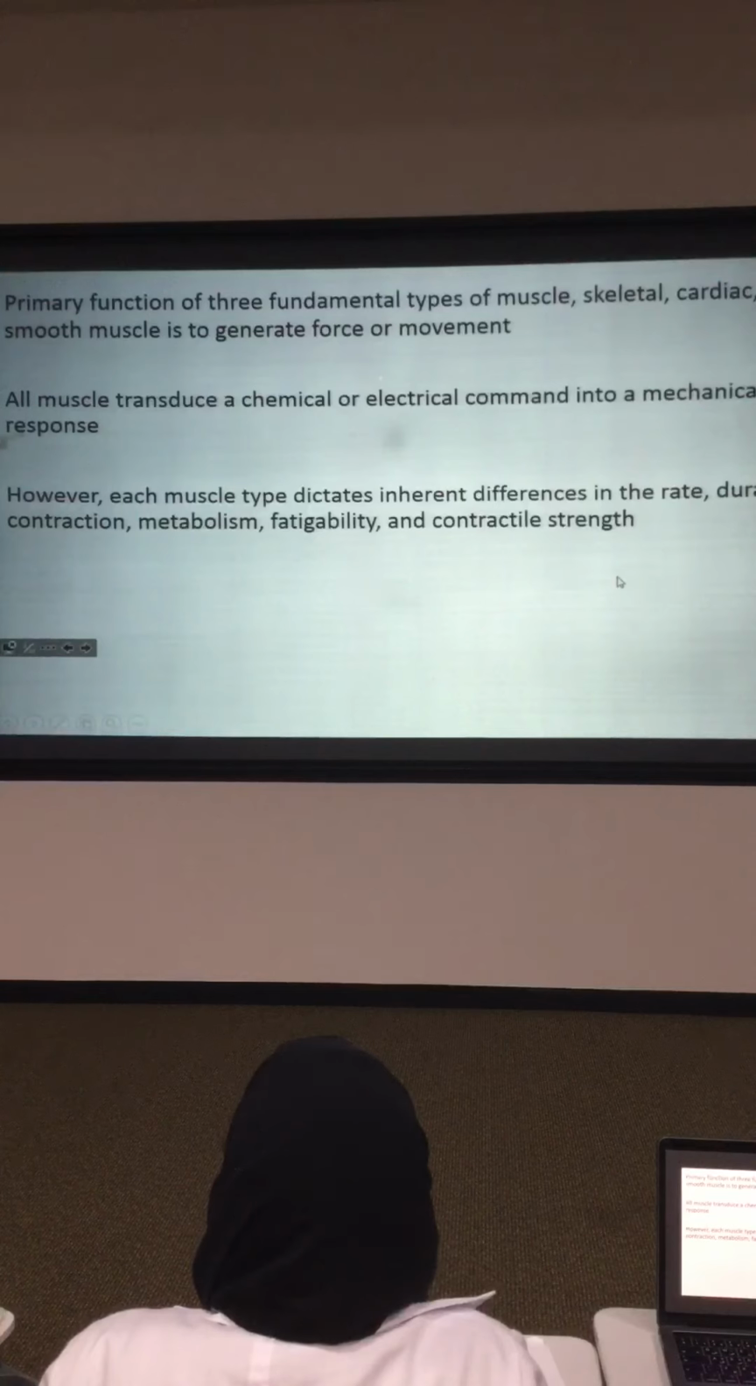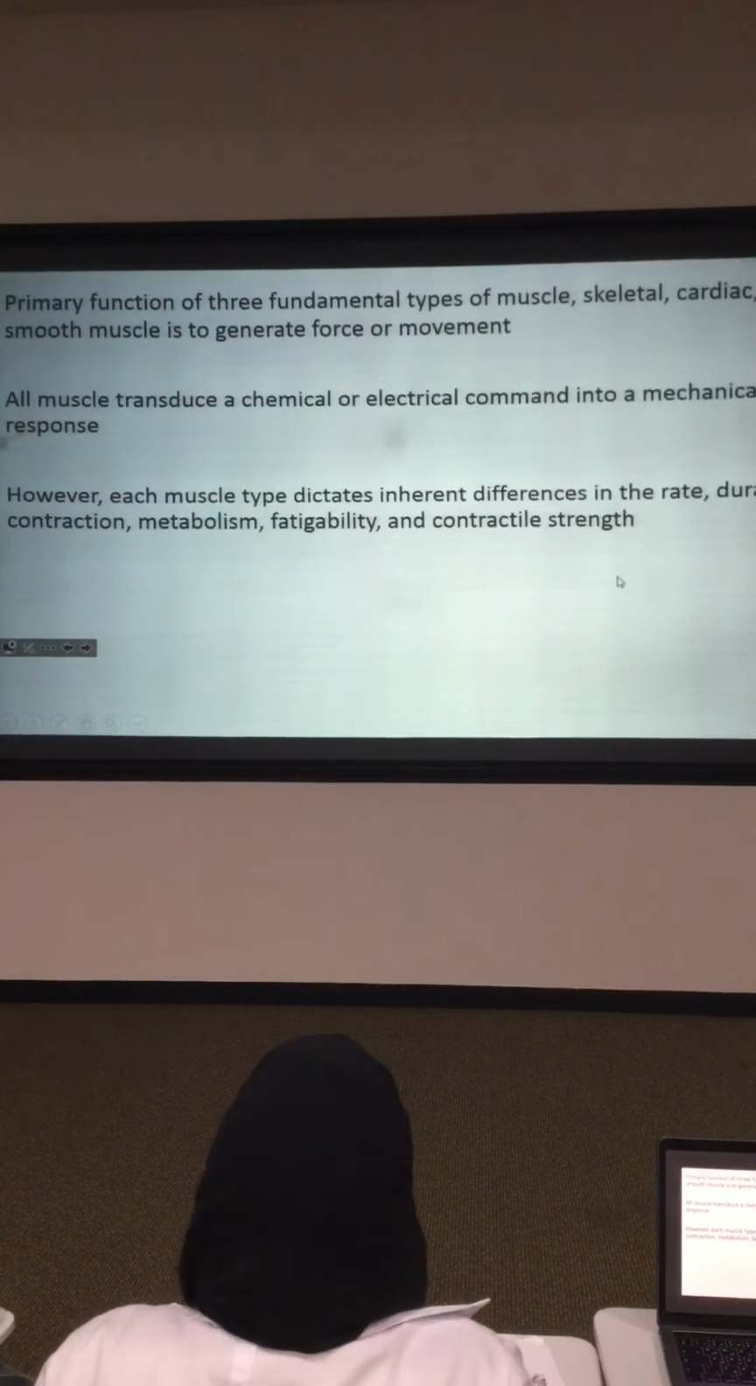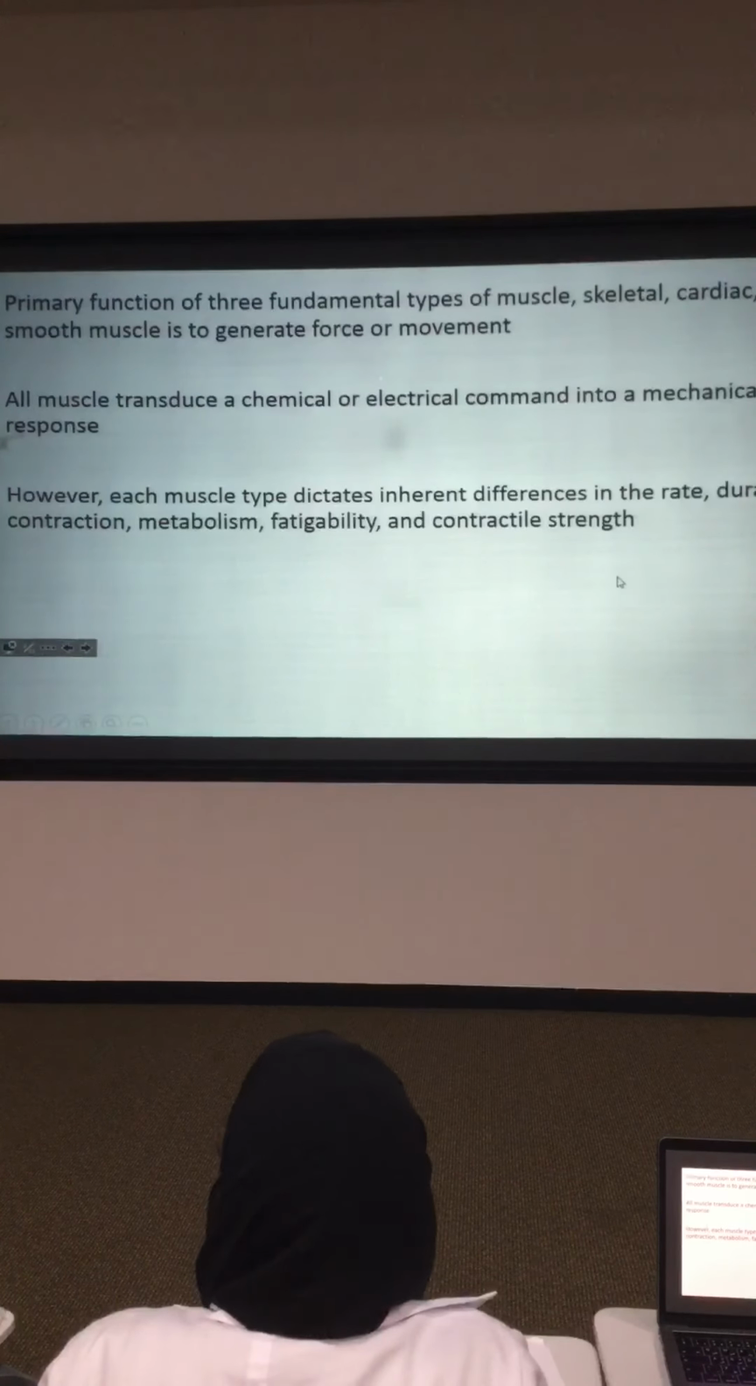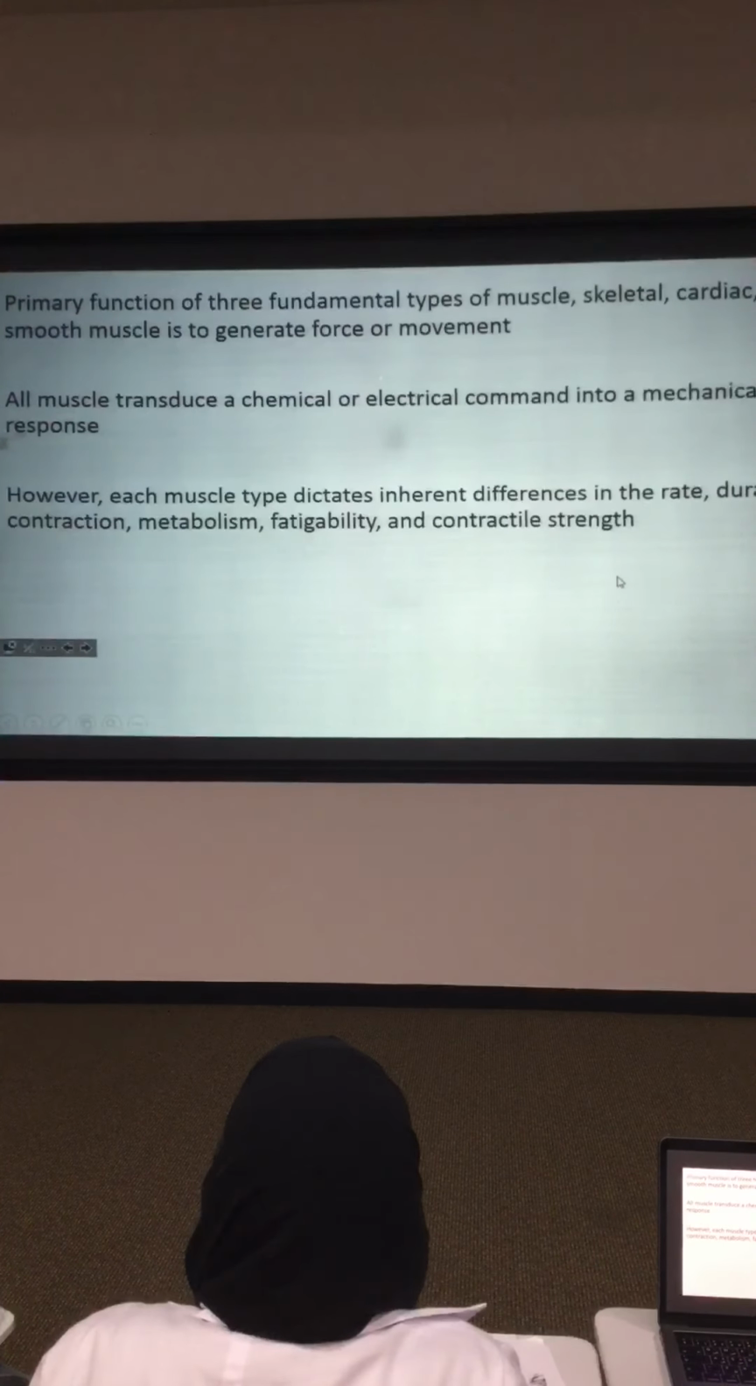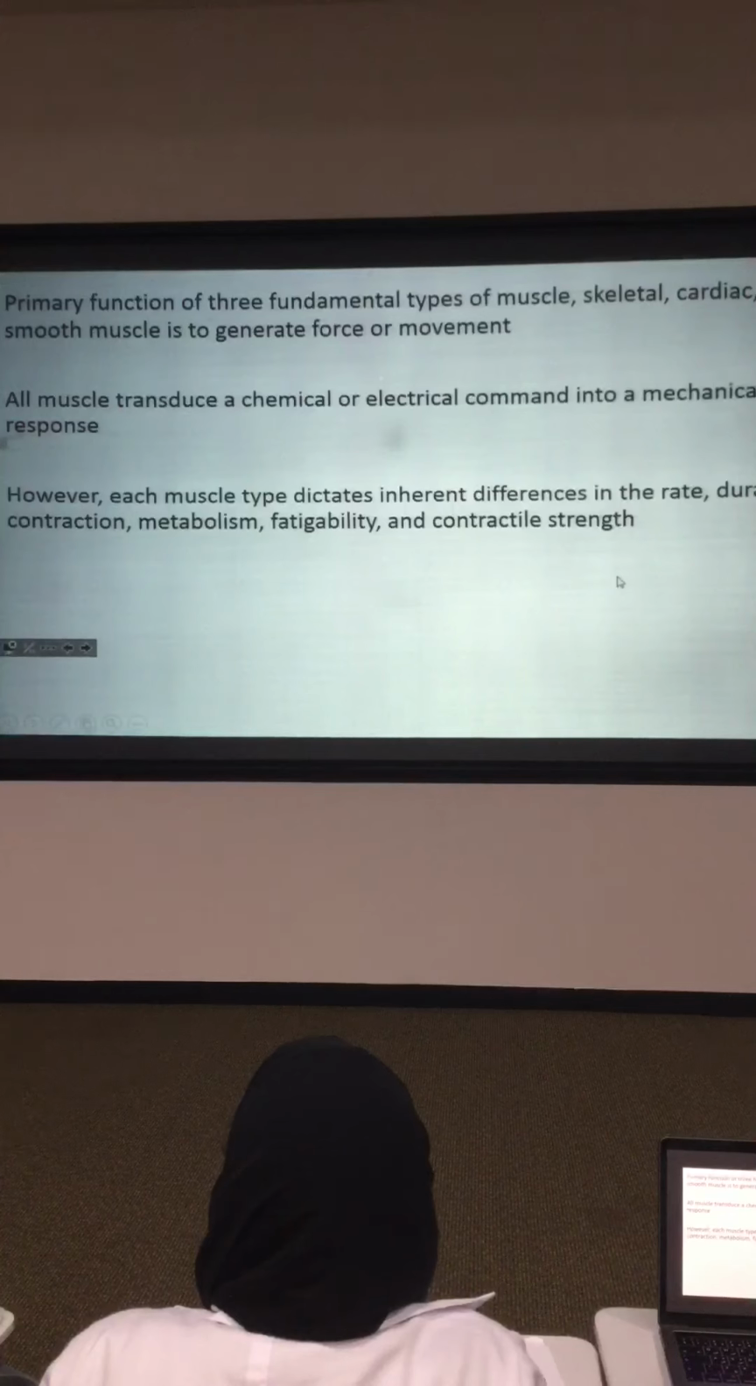Now, each muscle type dictates inherent differences in terms of rate of contraction, duration of contraction, as well as its metabolism and fatigability. What do you mean by fatigability? Tired, getting tired. So which muscle gets tired? Skeletal muscle or cardiac muscle? Skeletal muscle. You know that. You move, walk, run, all those things. Then at the end of it, you feel tired.